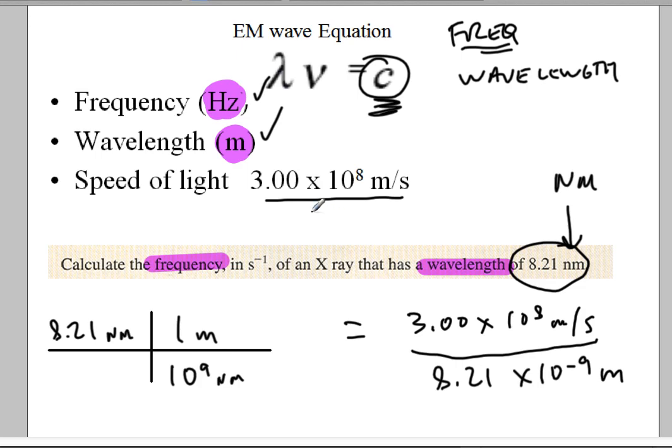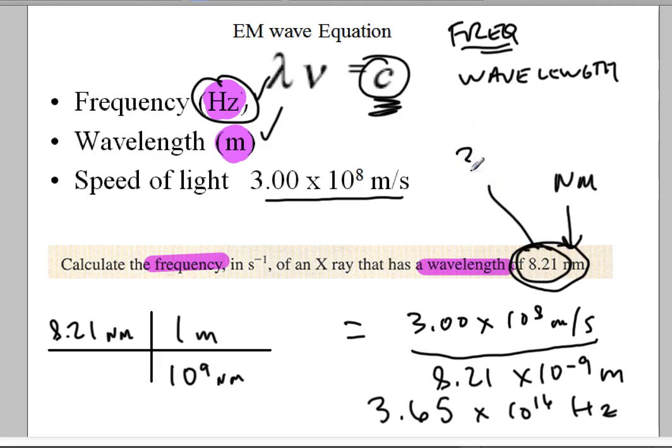So then to solve the problem, I would go 3.0 times 10 to the 8th, and I'm going to divide that by 8.21 times 10 to the negative 9th, and I get 3.65 times 10 to the 16th. And in this case, frequency, I know my unit's always going to be in hertz. I'm good to go there. Sig figs are dictated by the number given in the problem. This has 3 sig figs, therefore your answer will have 3 sig figs.